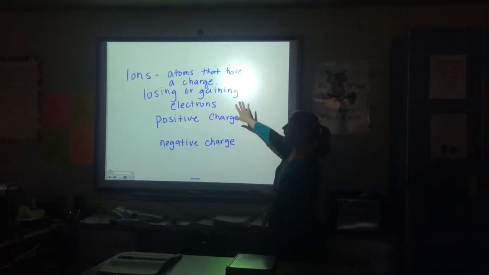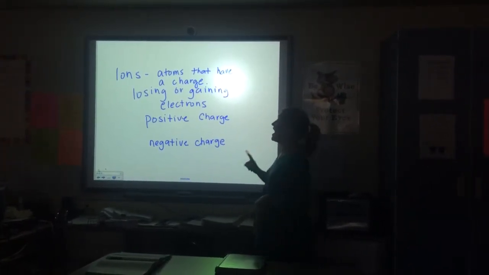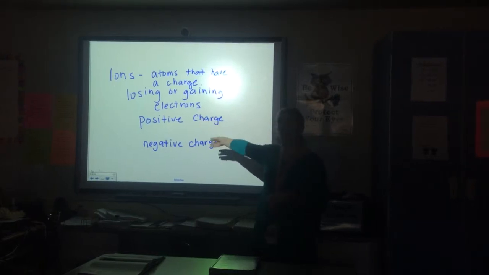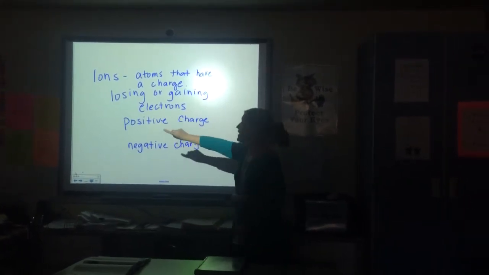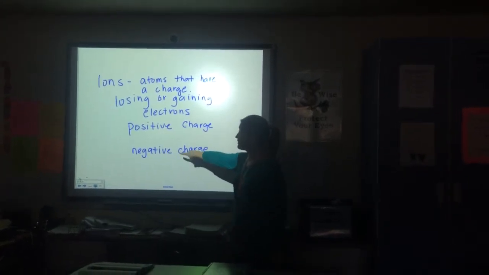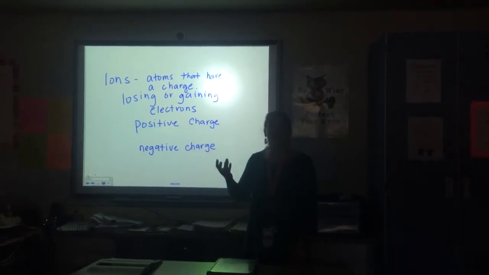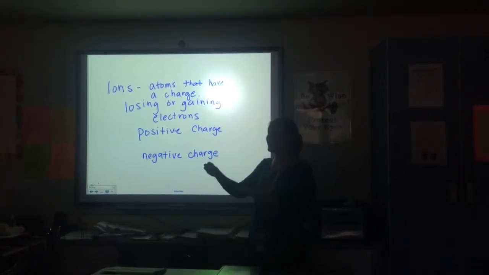Okay, so ions are when atoms have either lost or gained electrons. And if it loses an electron, it now has one more proton than it does electrons, so it's going to have a positive charge. And if it has a negative charge, it forms a negative ion. That means it has one more electron than it does protons, so it's got a negative charge.